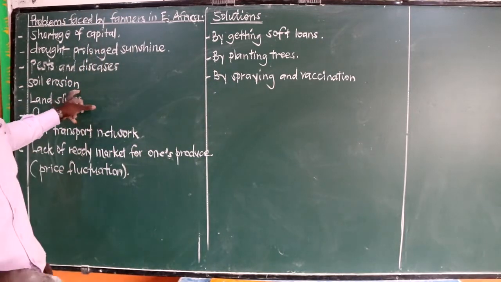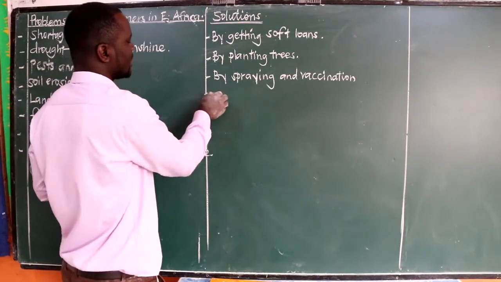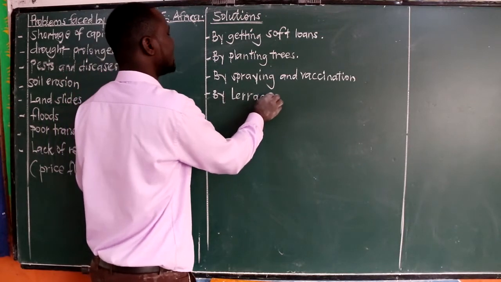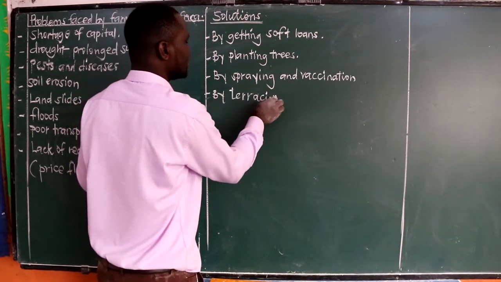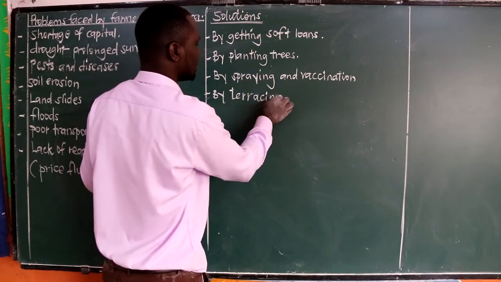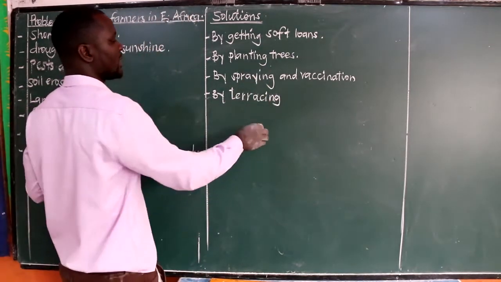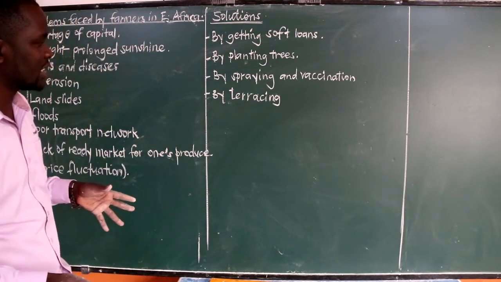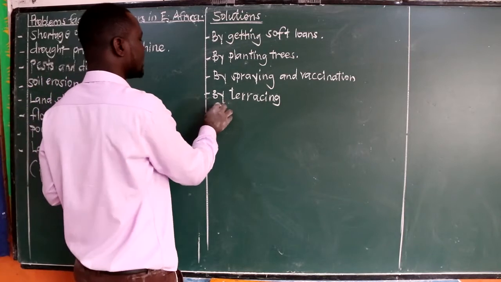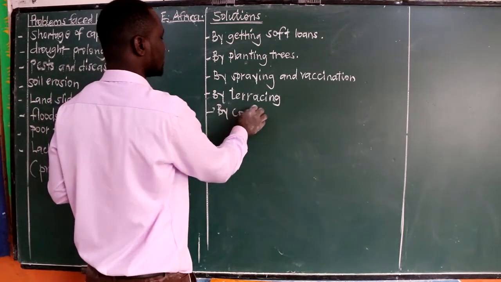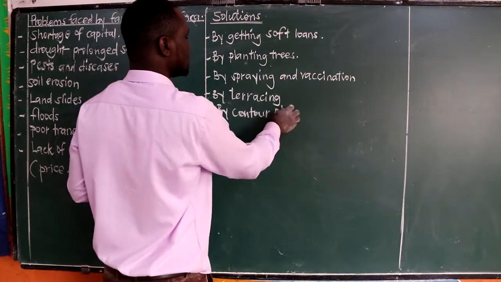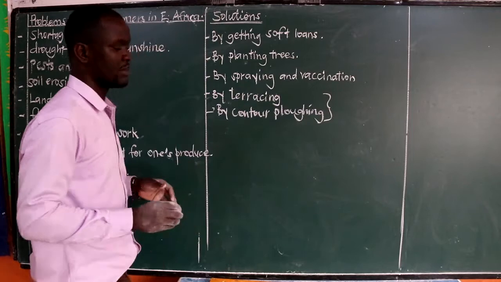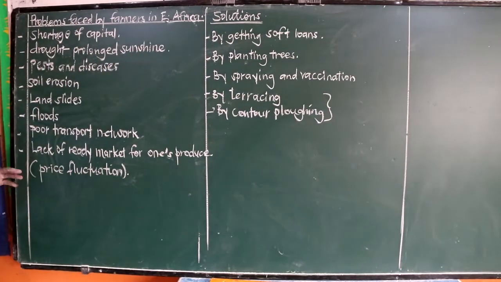Soil erosion as a problem can be solved by having methods like terracing. Remember, we said in hilly areas, this is the best method for controlling soil erosion, by terracing. And also we have other methods like planting trees, which still comes in here to control soil erosion in hilly areas. We have contour plowing, still in hilly areas, for controlling soil erosion. Both of these address the problem of soil erosion.